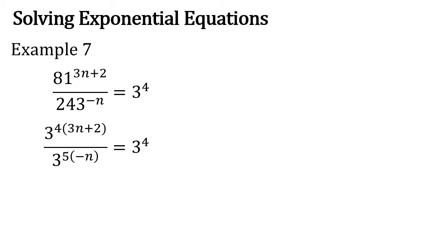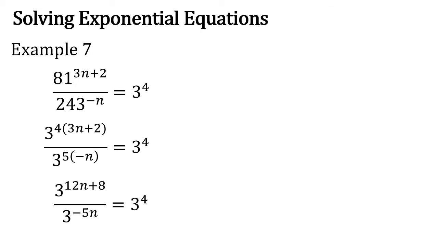Okay, so this given saves you the trouble. On the right side of the equation, 3 to the 4 is already given. Now, before the next law of exponent, we can distribute 4 to 3n plus 2. So 4 times 3n is 12n. 4 times 2 is 8. That's why our numerator became 3 raised to 12n plus 8. Then 5 times -n is -5n. So our denominator is now 3 raised to -5n.